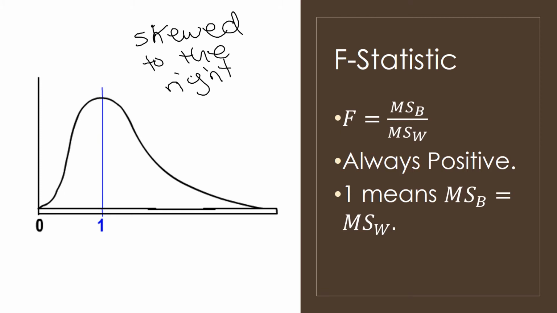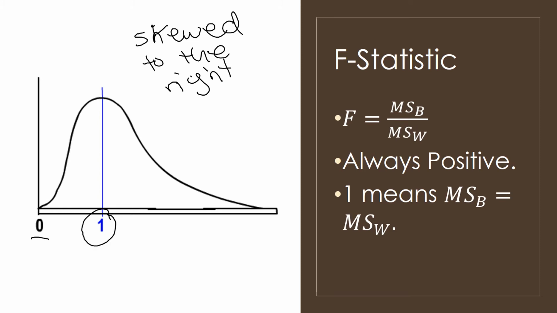It starts at 0 because variance, which is what we're dealing with, we have the mean squared between and the mean squared within. Those are both variances. Variances are always positive, right? We always square things, we take out the negative. So it's always going to be positive, so we start at 0. When the mean squared between is equal to the mean squared within, we have an F statistic of 1.